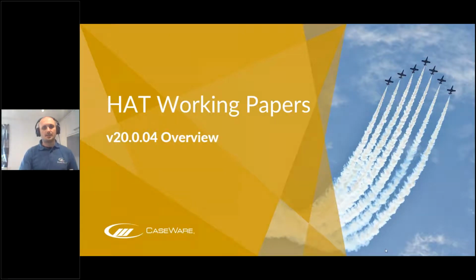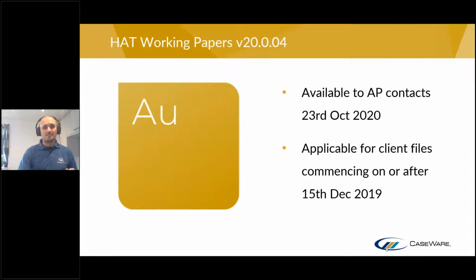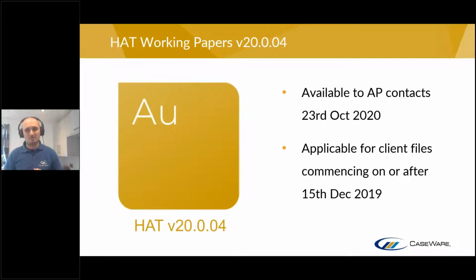What do you need to know? Now, first thing is the template for version 20.0.04. It was made available on the 23rd of October to AP contacts, potentially also your IT contacts, depending on how you have that set up with CaseWare to have those sent out. If anyone hasn't got the update yet and they need to know who their AP contact is, please send us a question in the question field, and we will get that information for you.